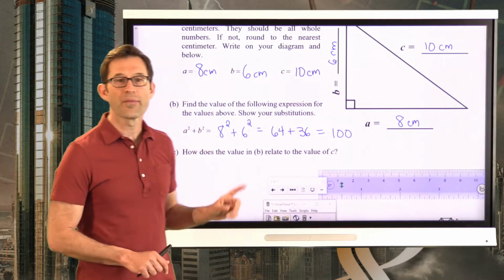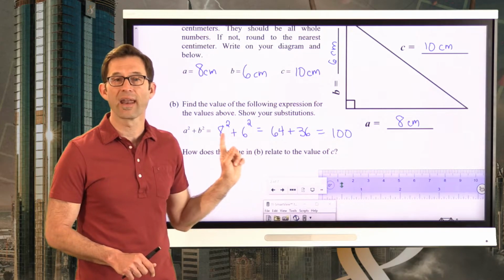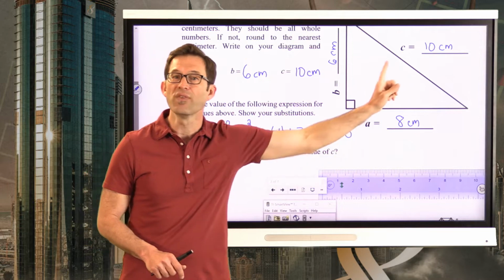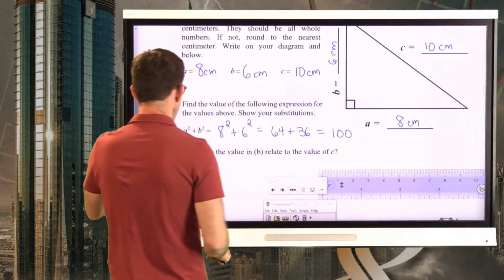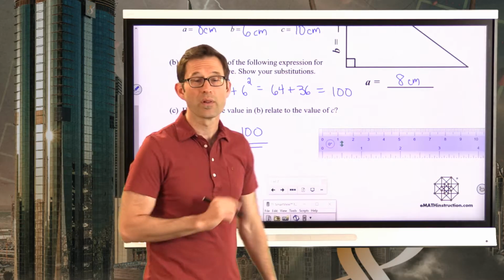Well, given that we got this expression by taking one leg and squaring it, the other leg and squaring it, and adding them together, hopefully you notice that that 100 is simply the 10 squared. So in other words, 10 squared equals 100. And that's the relationship.